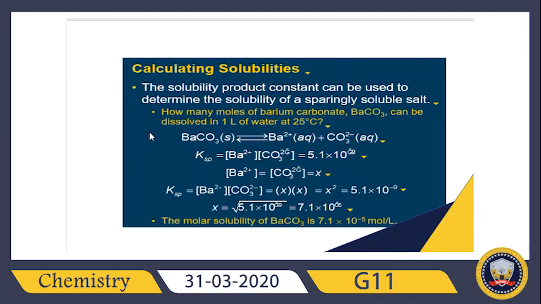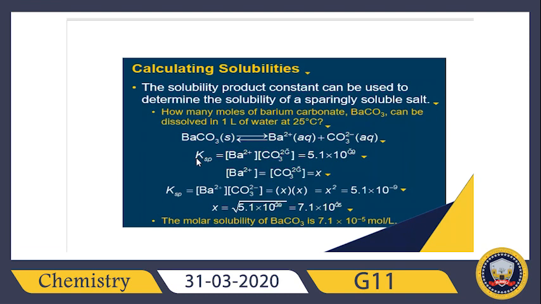so now guys, we will learn how to calculate solubility by knowing the value of Ksp. So the solubility product constant can be used to determine the solubility of a sparingly soluble salt, and a sparingly soluble salt is a kind of salt that has a limited solubility. So guys, suppose we have this question: how many moles of barium carbonate can be dissolved in 1 liter of water at 25 degrees Celsius? So here we need to find out the solubility of barium carbonate. How? By knowing the Ksp value.